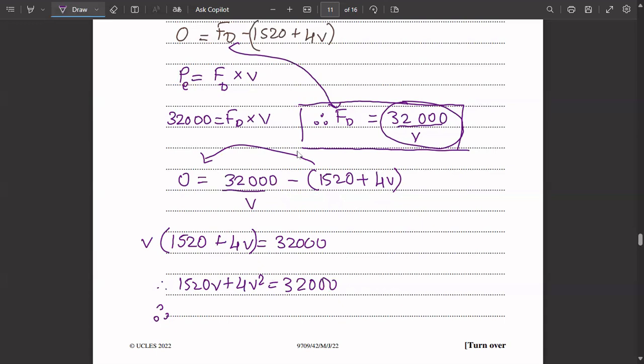Now, final step: 4V square plus 1520V minus 32,000 is equal to 0. So if I put that in my calculator, 4, 1520, minus 32,000, the answer will be 20. So V is equal to 20 meter per second, or V is equal to minus 400 meter per second. There are two possible answers because this is a quadratic equation.